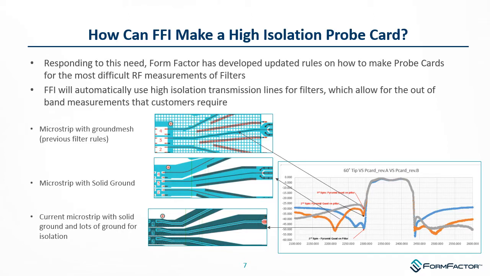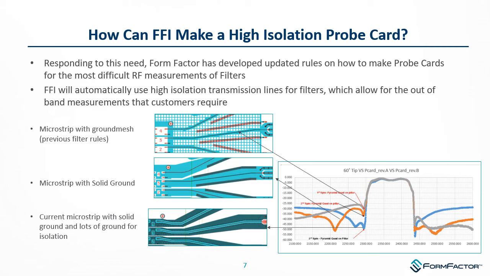Based on many years of work with our customers, we have gone through various experiments to figure out the best way to design a Pyramid probe card to meet these very stringent requirements, in particular for isolation. In order to do this, we tried various different types of transmission lines, as well as different grounding schemes. On the very top one, you can see that's a standard design rule for us using a microstrip with a ground mesh. As you can see in the gray plot on the lower right, it's able to measure the in-band performance very well, but the out-of-band is not measuring as deep as the customer had required. And this is primarily due to ground inductance in the probe card.